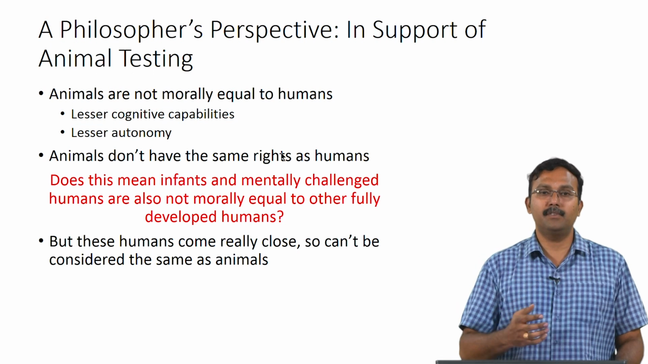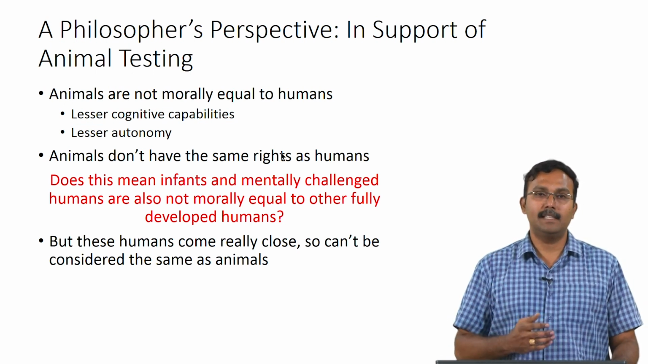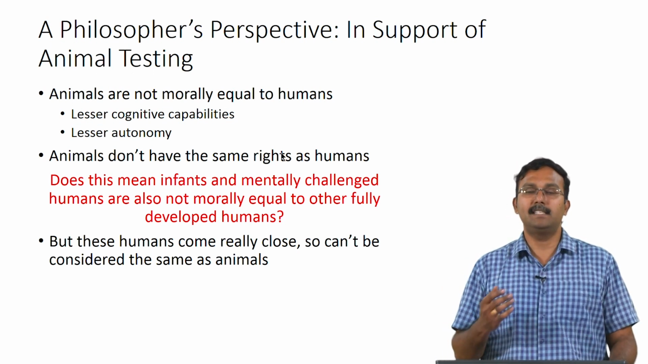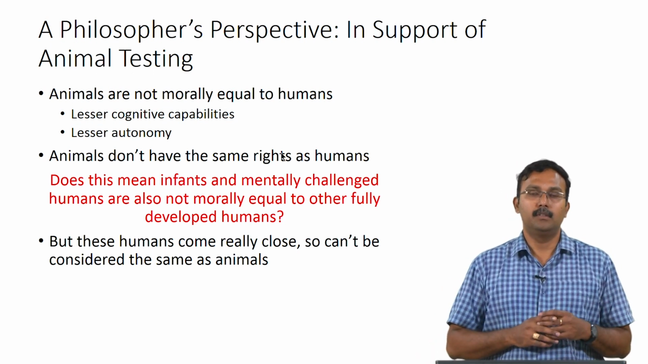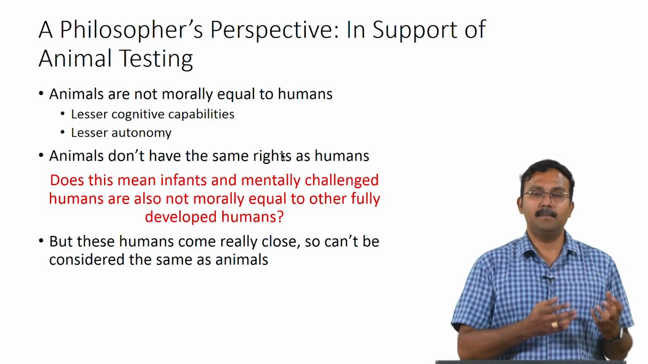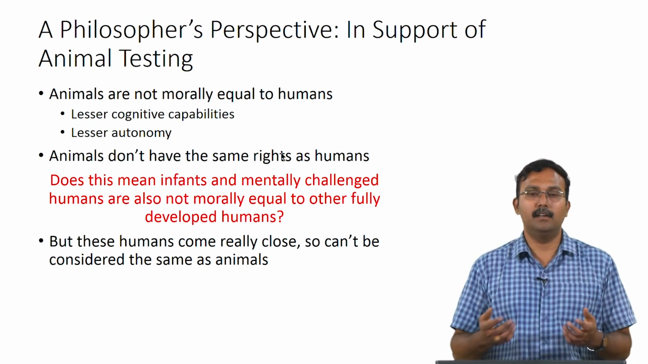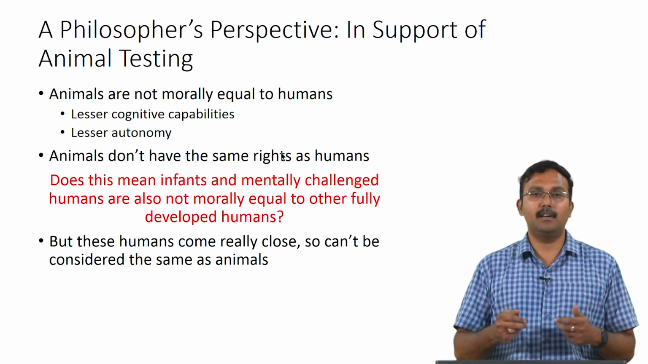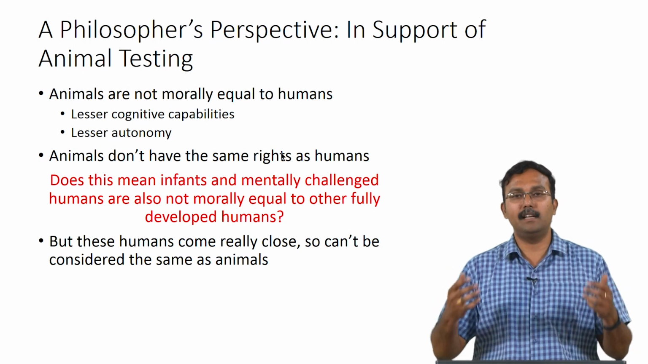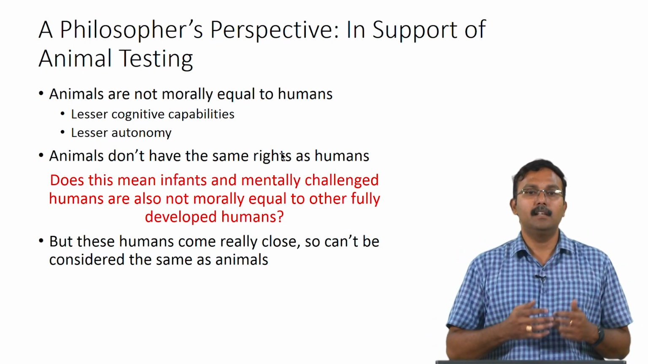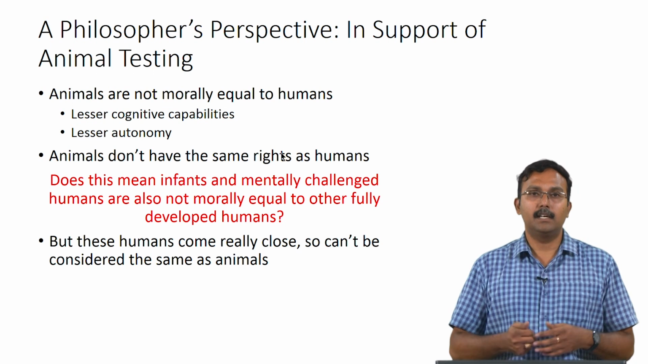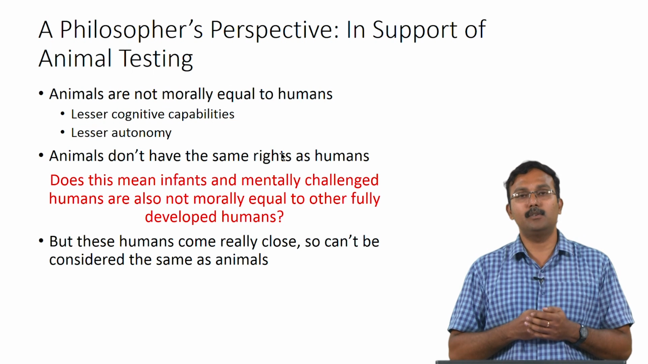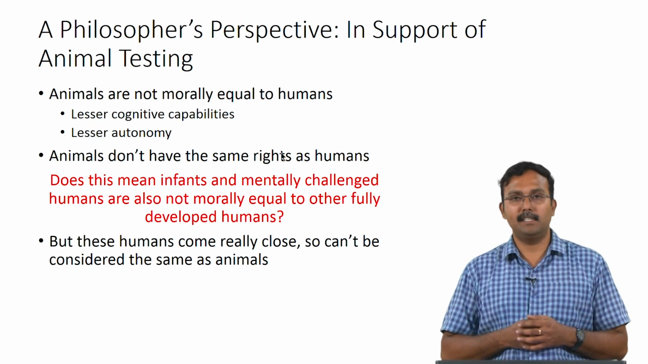From a philosopher's perspective, you can say that animals, because they are not morally equal to humans, do not have the same rights as humans. The reason for saying animals have lesser moral value than humans is they have lesser cognitive abilities, which means they do not actually understand or they are not independently thinking beings. They also have lesser autonomy compared to humans. So, all these reasons give us a reason to say that animals do not have the same rights as humans.